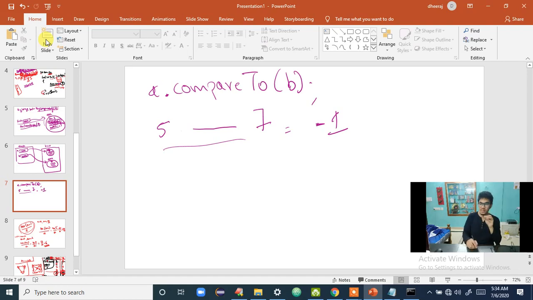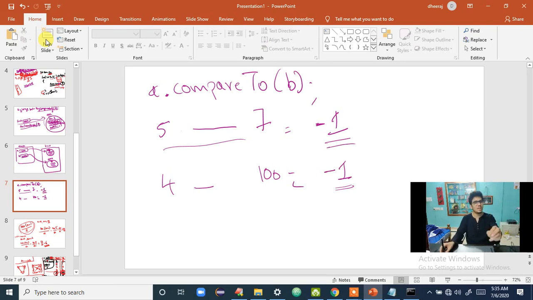You can take some more examples. If the A value is 4 and the B value is 100, what is 4 minus 100? Minus 96. It will not tell minus 96, it will still tell minus 1 only. It will give us a number back. If it tells minus 1, what does it mean? It means that the first number is smaller than the second number. Whenever the first number is smaller than the second number, you will get a negative answer.